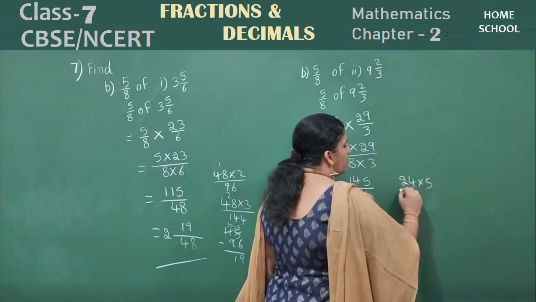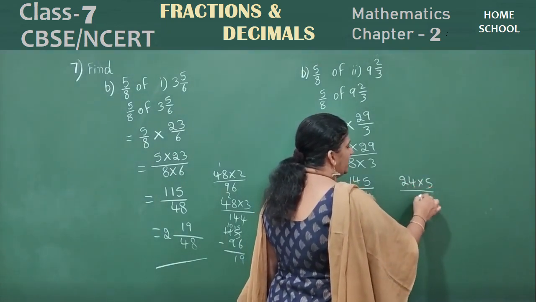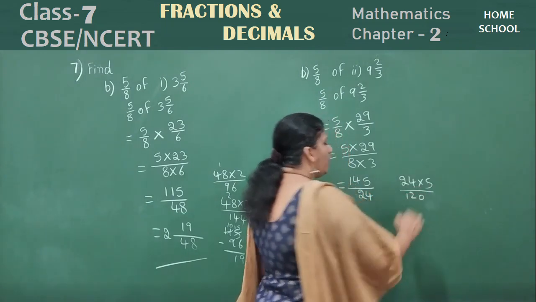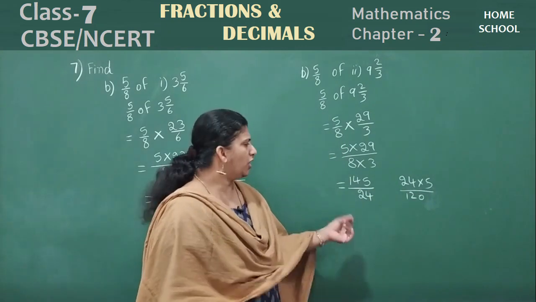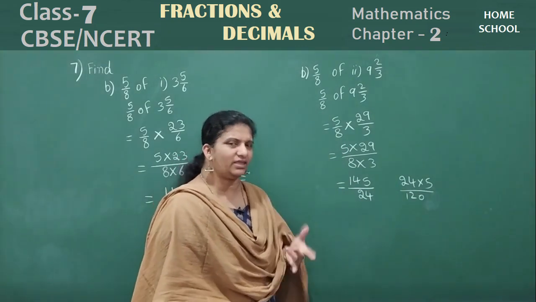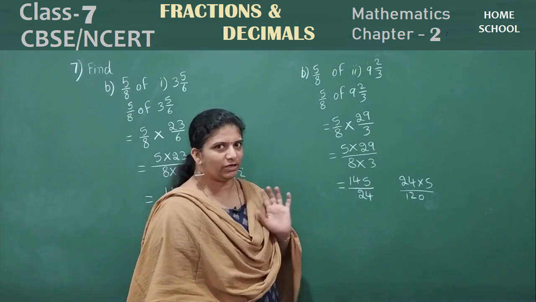24 fives are how much? 5 fours are 20. 5 twos are 10. So 120. Still one more multiple you need to check, or you can do division also. Any method you do, but understand the concept and do the problem.